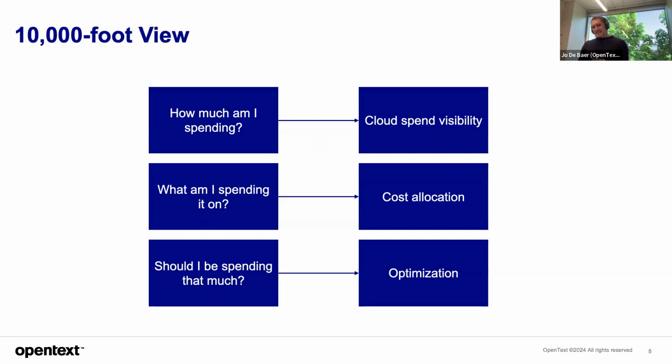And then the last one: should I be spending that much? It can be that you're spending too much, but it also can be that you're not spending enough, right? Maybe for what you want to do, you need to spend more, but it's optimization in some way, shape, or form. So changing what you're doing, looking forward in the future, so that your spend is more aligned with what your particular business happens to be and what goals you want to achieve.